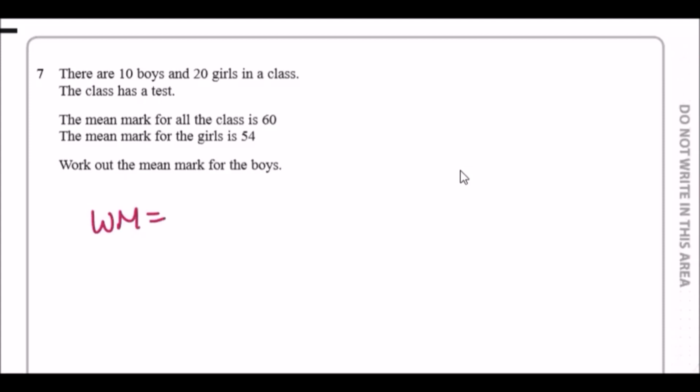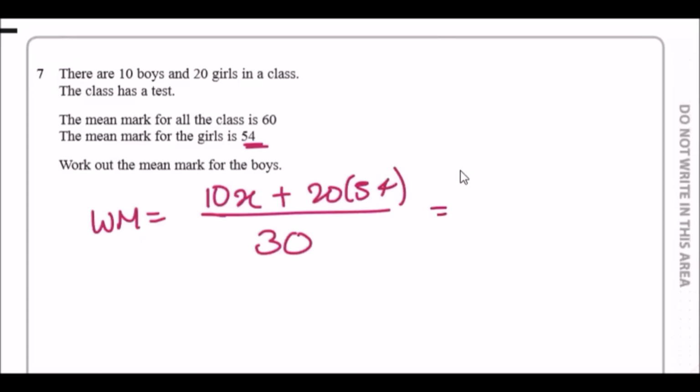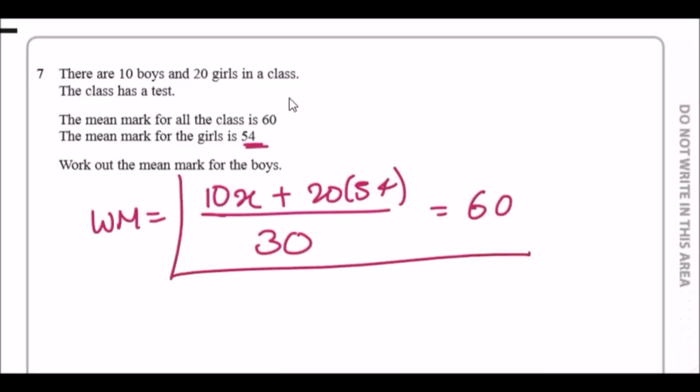We have 10 boys and 20 girls in class, meaning the total mean would be over 30. For the 10 boys, well, we're trying to find the mean mark. So let's call the mean mark for boys x. For the girls, we know the mean mark is 54, so it'll be 20 times 54. And we know that the total mean mark for the whole class is 60, so it equals 60. We begin here. Now you just solve and find x.